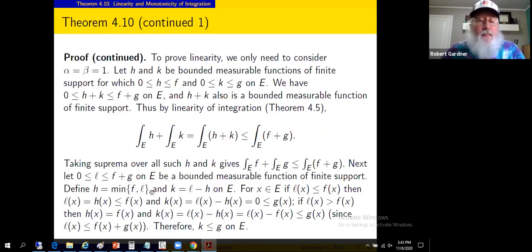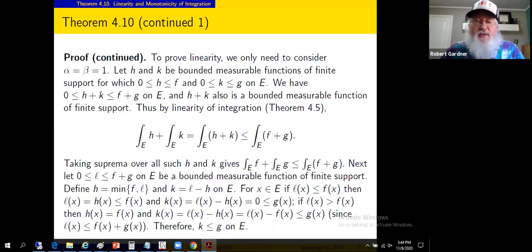First off, h is bounded, of course. Minimum of f and L, well, L was bounded and of finite support. So I think h is bounded with finite support. Here we're taking a difference of two bounded functions of finite support, so the difference will be a bounded function of finite support. So first off, h and k are effectively class 1 functions, bounded measurable functions of finite support.